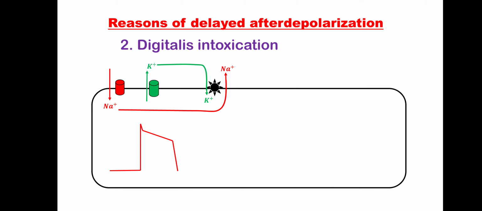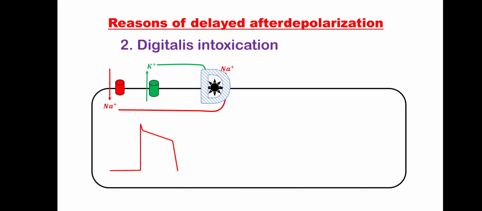But the main thing is digitalis intoxication. When a person consumes digitalis, not a large amount, even a normal amount of digitalis, what will happen? The main mechanism of action of digitalis is that it will trap this sodium potassium ATPase pump. Now when this pump is trapped, there won't be outflux of sodium ion and influx of potassium ion, so sodium ion will be trapped inside the cell.